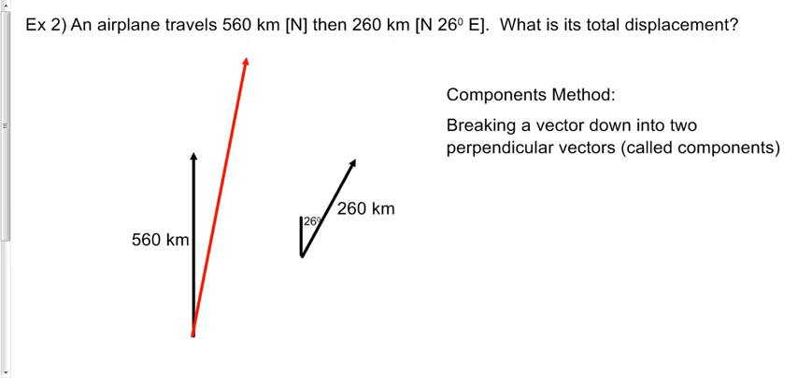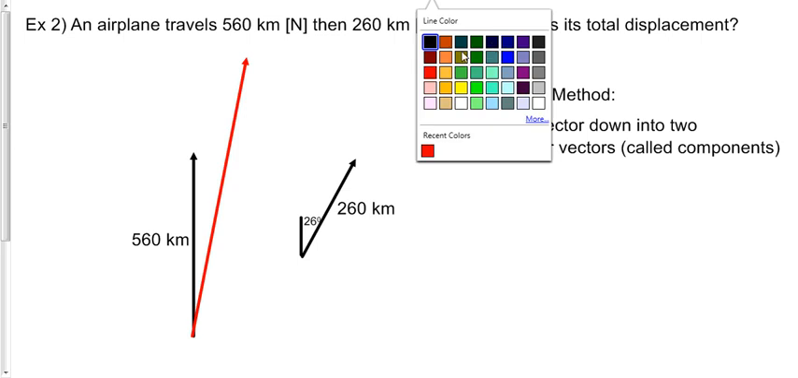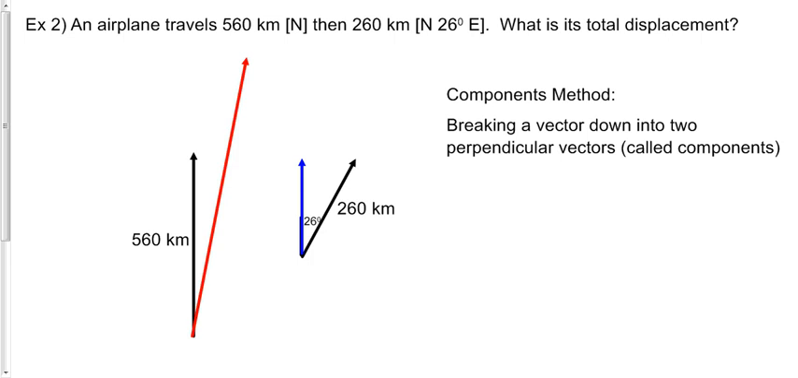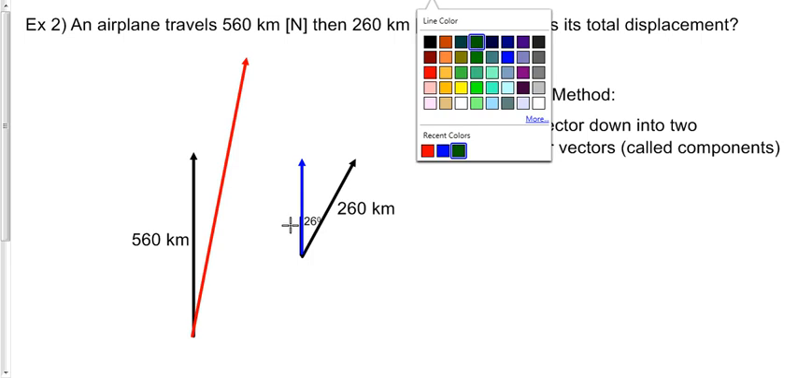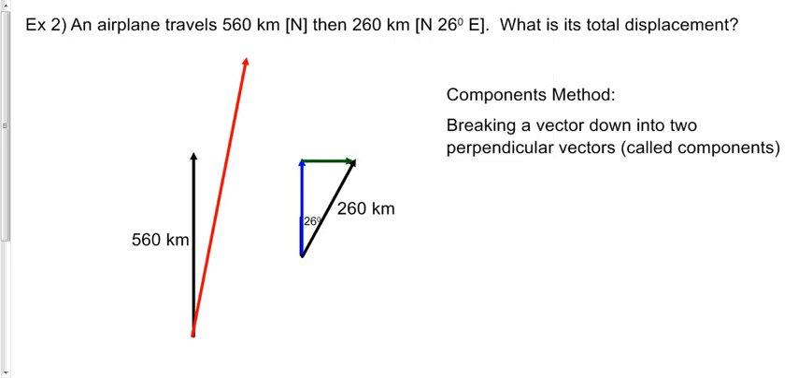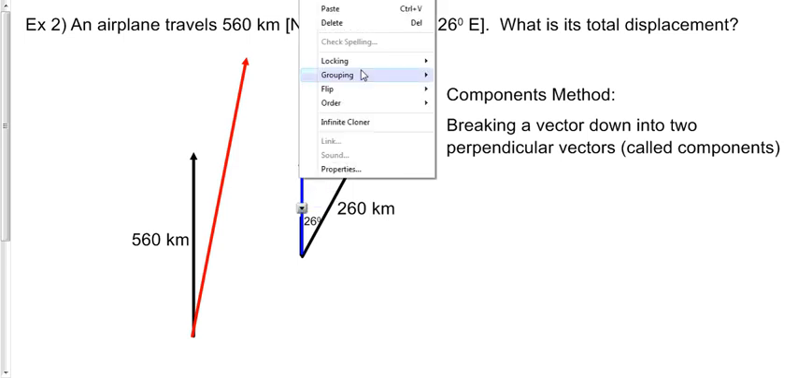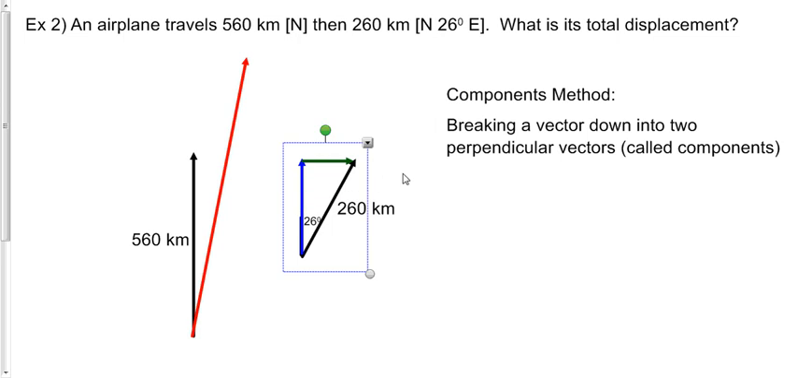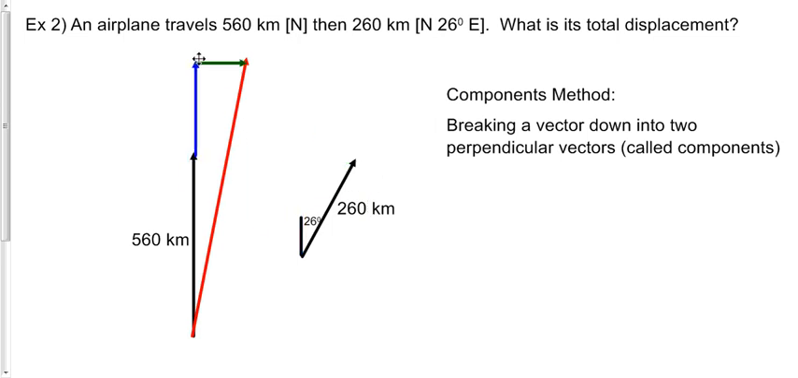I want to break this vector into two other vectors, one that is strictly north, and add to it another vector that is strictly east. So kind of like that. And when I do that, I hope you can see that the blue one and the green one together will be equivalent to this black one, which means if I want to add that vector, oh my goodness, look at that, it fits nearly perfectly.